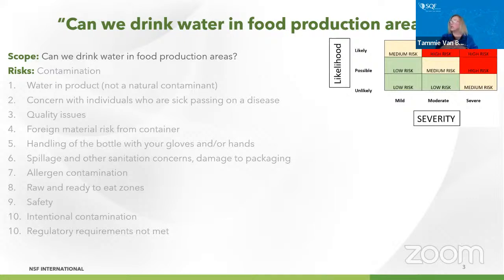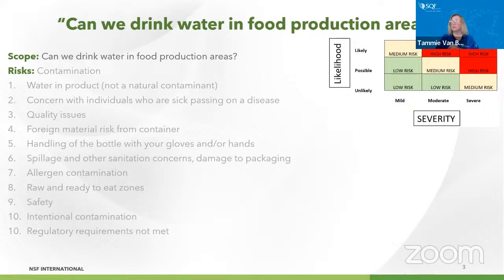So can we drink water in food production areas? The biggest risk, obviously, is contamination here. So we just started making a list. So, water in product. Even though it's not a natural contaminant, there's always the potential for the source where the water came from to be contaminated. So we still wanted to consider that as a contamination.